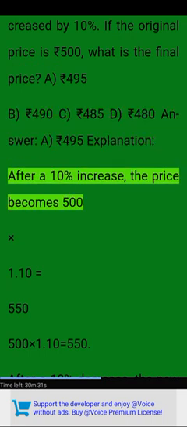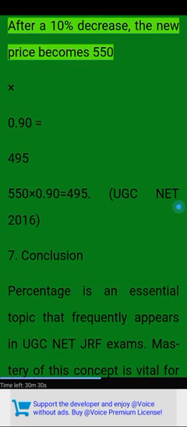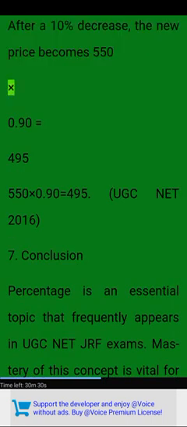After a 10% increase, the price becomes 500 times 1.10 equals 550. After a 10% decrease, the new price becomes 550 times 0.90 equals 495.